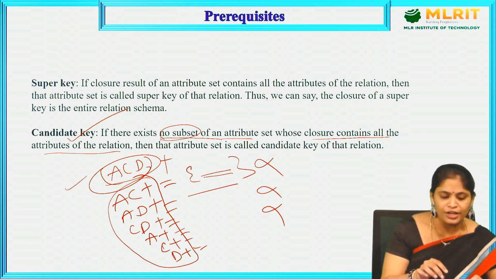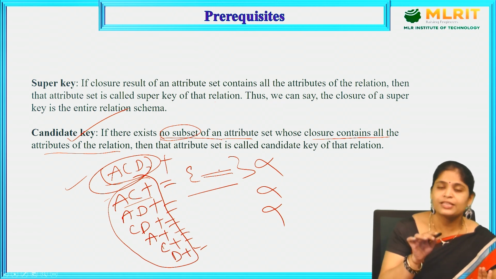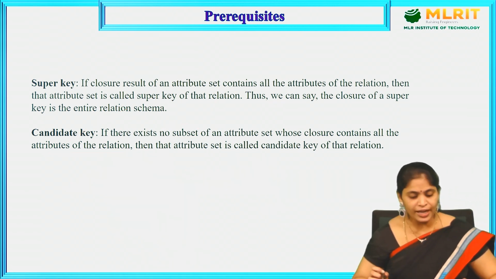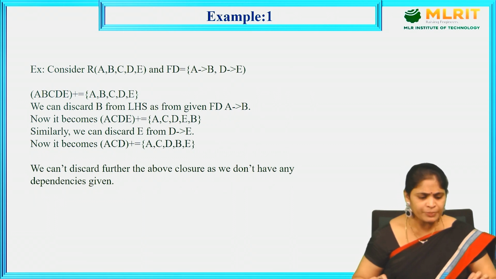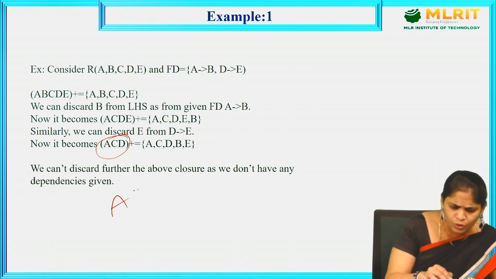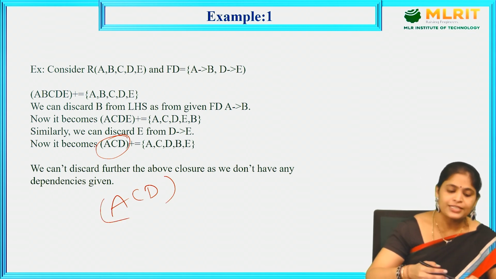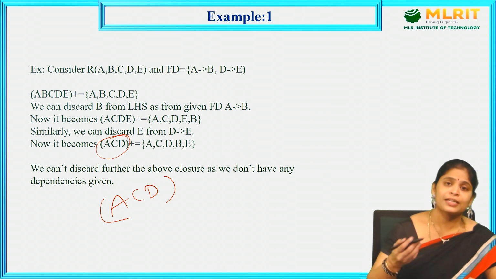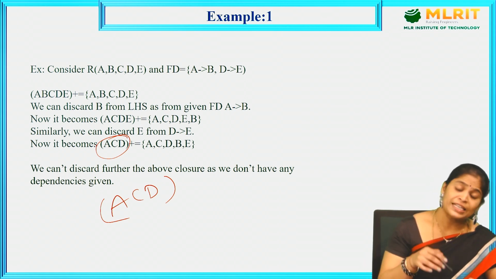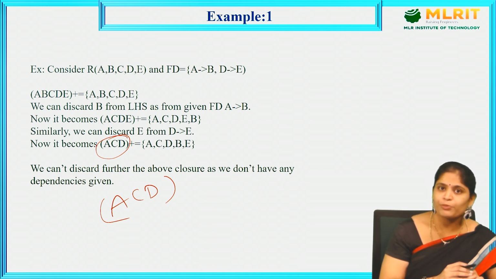Hope you understood now. If there exists no subset of an attribute set whose closure contains all the attributes, then it can be called a candidate key. Now the question will be whether only ACD can be considered as a candidate key. No, there must be more. For example, BCD can be a candidate key, ECD or else CD. There are many probabilities, right?